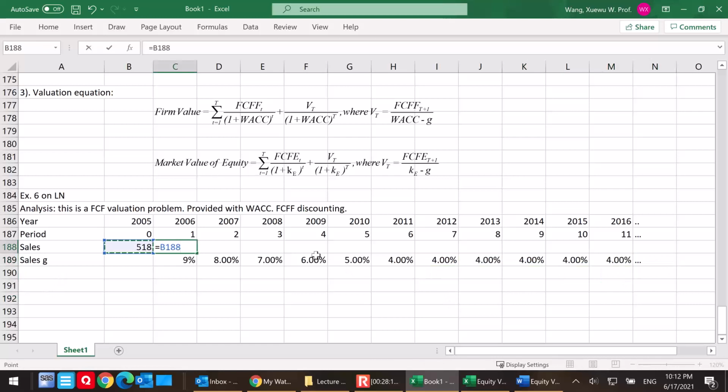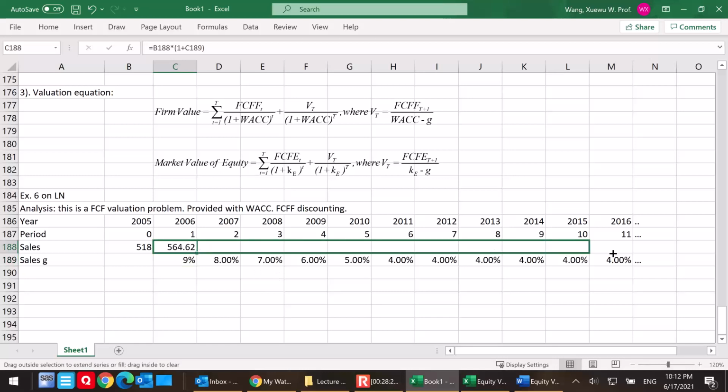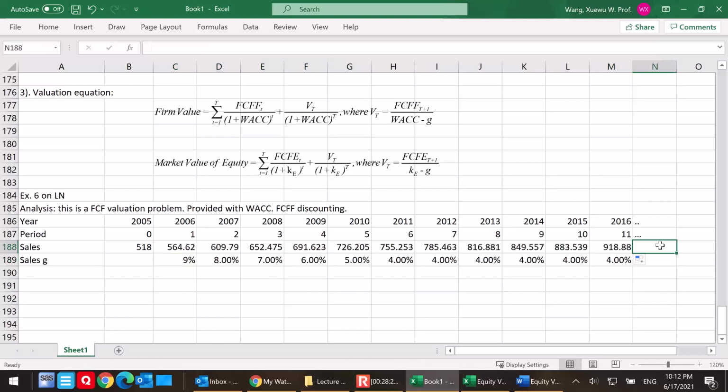Immediately you can find out what the sales are for the future years we have modeled here. For year 1, that's going to be the previous year's sales multiplied by 1 plus the 9% growth. So that's $564.62 million, and I can copy this across. So the company is growing, the sales are growing. That's great.